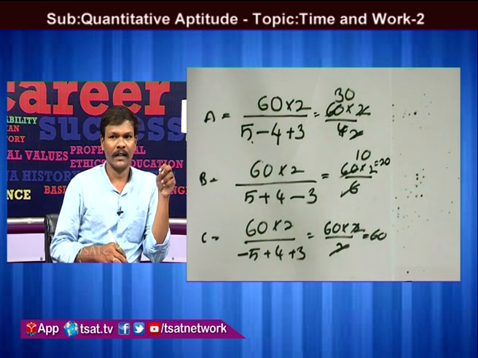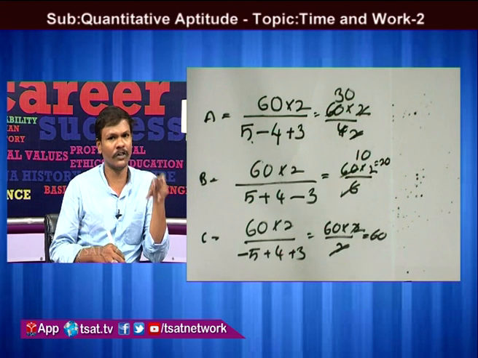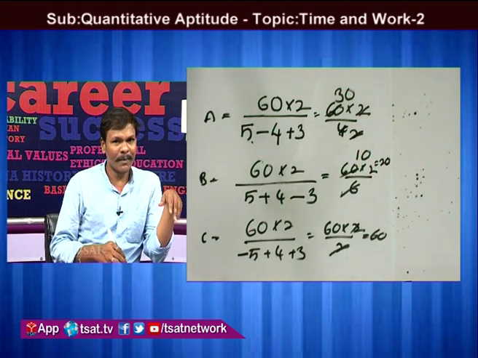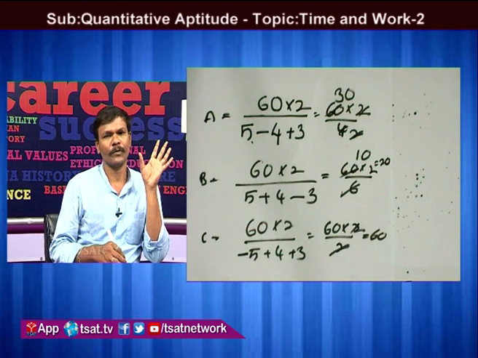20 days. In the examination, the calculation part kante analysis part ki importance ekkistunaru nowadays. The analysis part is, A, B, C separately can do the work is not the question. The question is simply who had completed the work to take less time? Who takes less time to complete the work?